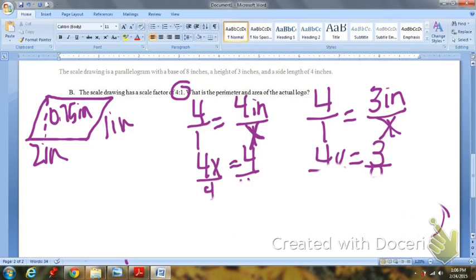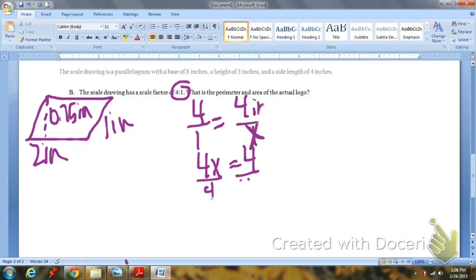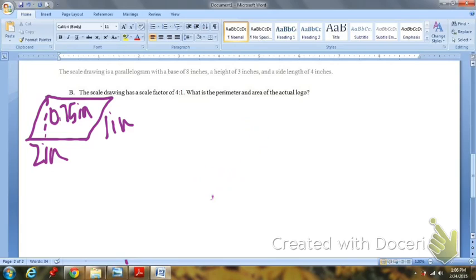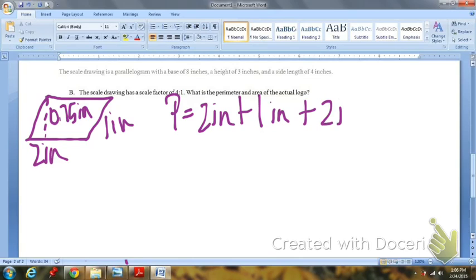Before we begin, let's look at our measurements and see if they're reasonable. Should a logo be 2 inches long and maybe 3/4 of an inch tall? Yes, logos are very small, so that is a reasonable answer. So let's find our perimeter. Perimeter is the distance around the outside, so we're going to add the 4 sides together. So we have 2 inches plus 1 inch plus 2 inches plus 1 inch. And when you add all this together, you get 6 inches.